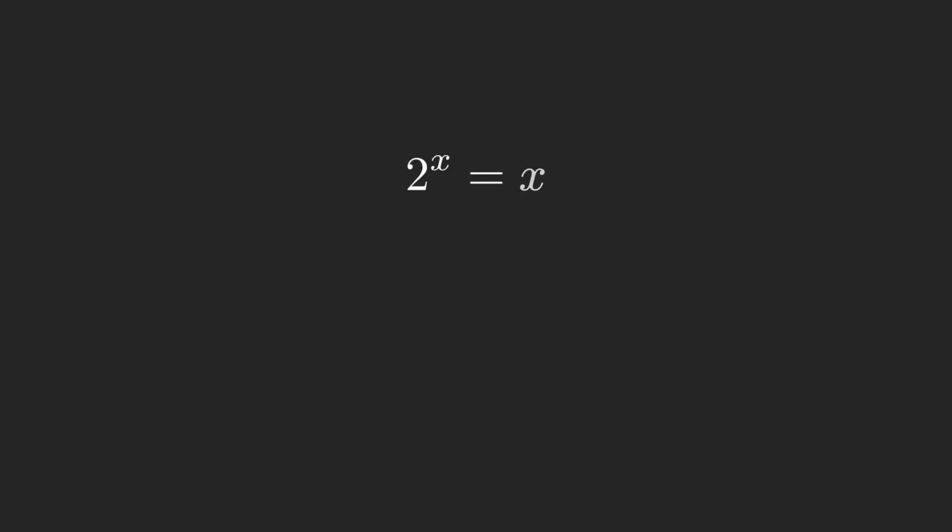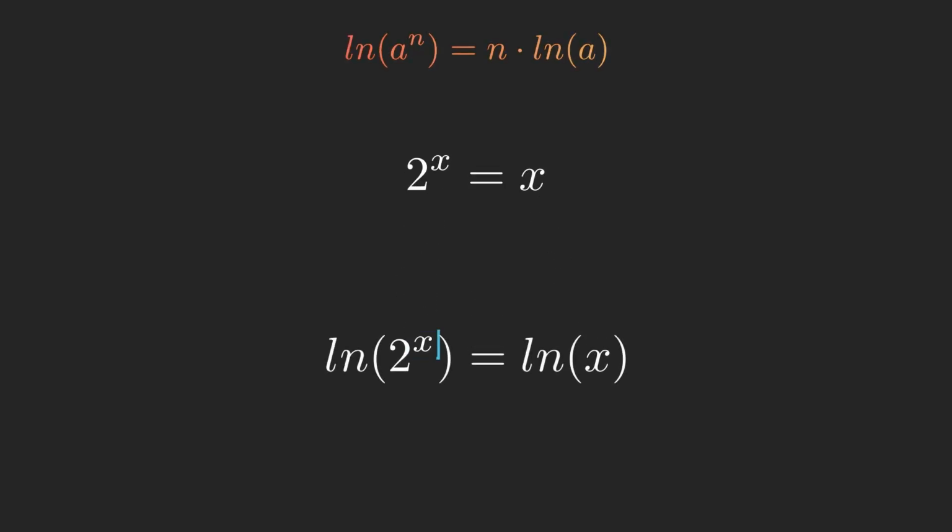2 to the power of x equals x looks like a very easy problem to solve, but it turns out that it is much more complicated than first assumed. The first thing we need to do is getting all the x's over to one side, so we start out by taking the natural logarithm of both sides. We can hereby get x out of the logarithm.